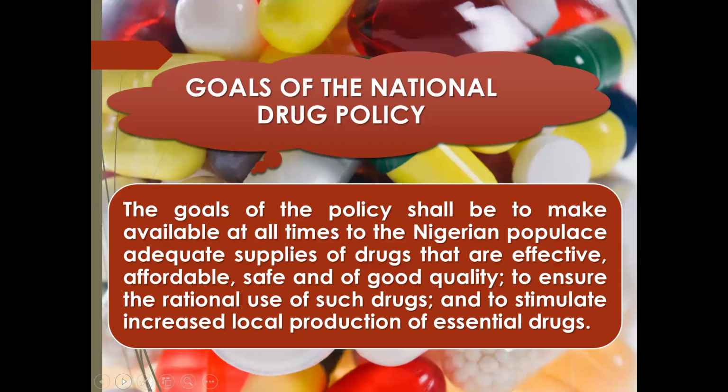The second goal is to ensure the rational use of such drugs so that the drugs will not be abused, either overdosed or underused. Third goal is to stimulate increased local production of essential drugs. That is, to enable our country to begin to produce our own drugs using our own locally available materials. That's the goals of the National Drug Policy.